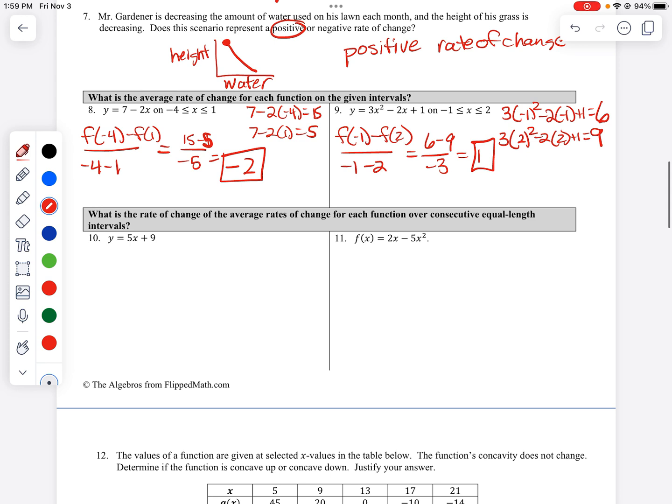All right, so this just says over consecutive equal length intervals, so the rate of change. So let's try f of 1, f of 2, and f of 3. f of 1, 5 times 1 is 5, plus 9 is 14. Then 5 times 3 is 15, plus 9 is 24. So we could look at it a couple ways.